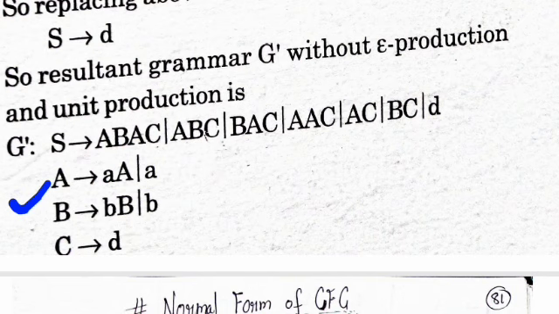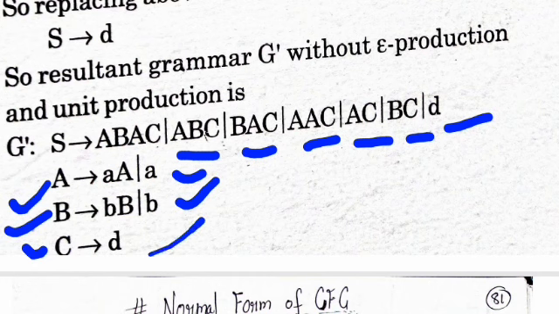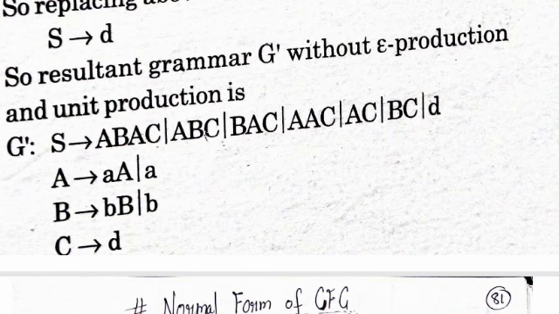So G dash: S produce ABAC, ABC, BAC, AC, BC and D. Here A produce small a or capital A, B produce small b or capital B, and C produce D. Now this is your final production and grammar.